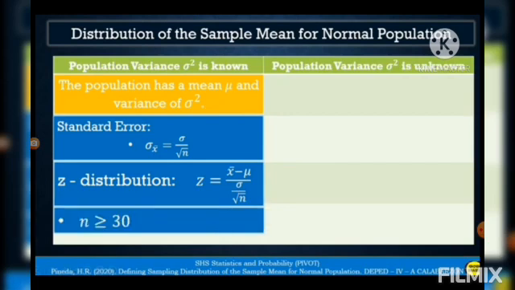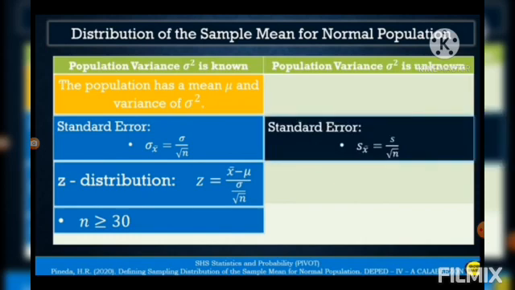And n is greater than 30. So here the population has a mean and variance, and we have a standard error and the distribution of z, and n over 30. So next, population variance is unknown.